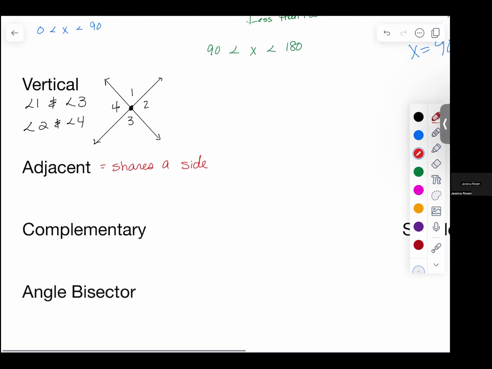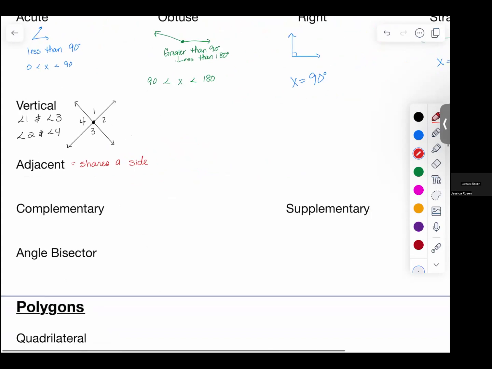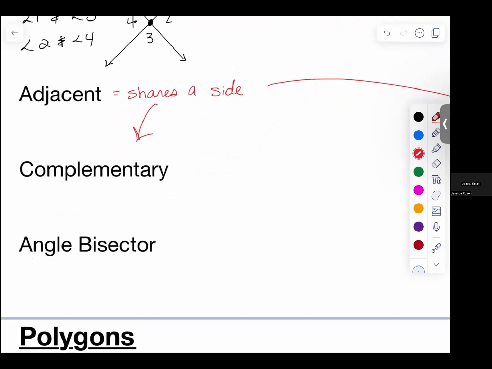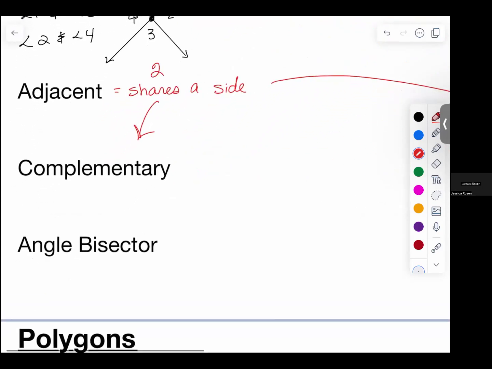And the two types of adjacent angles that we're going to talk about are complementary and supplementary. Okay, so complementary are going to be two angles that share a side. So complementary is going to add up to 90 degrees. So we've got this, and we've got the 90-degree box, proving that that is a right angle.